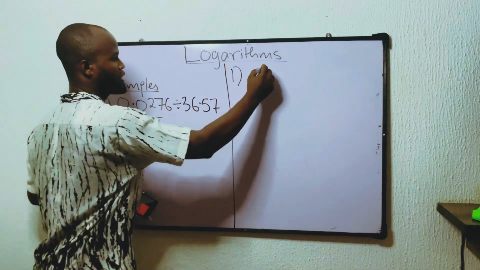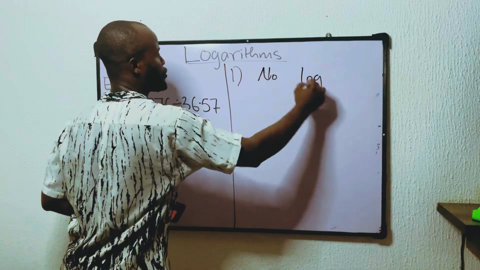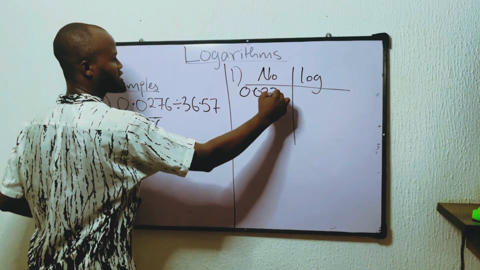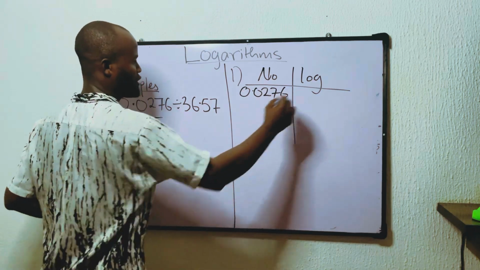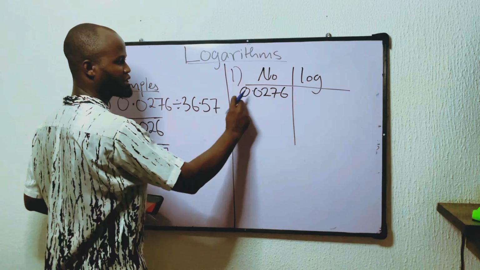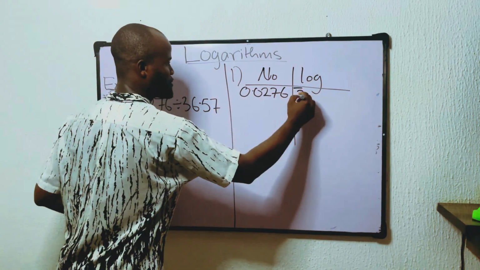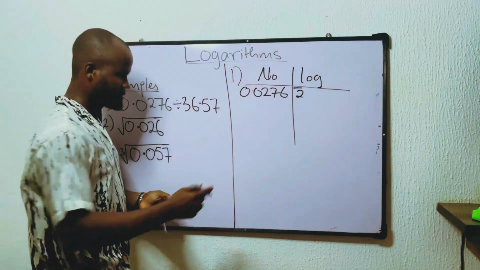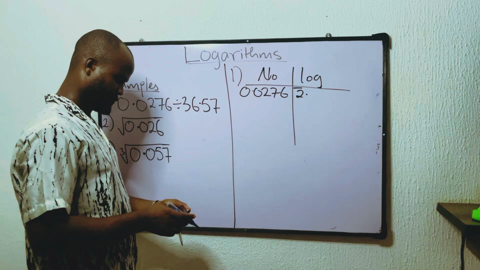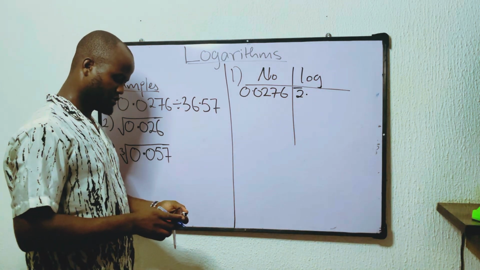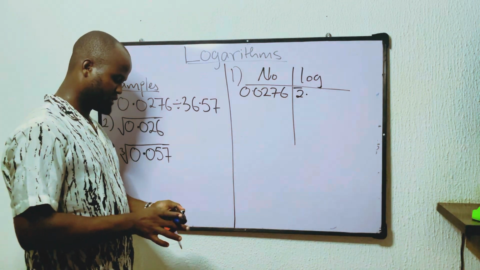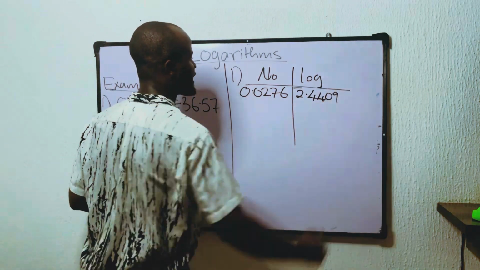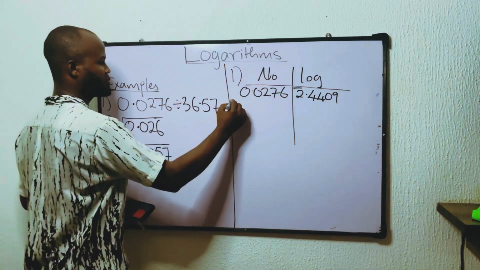So for the first one, we write our number and the log. So we have here 0.0276 and the logarithm of this. First of all, how many leading zeros are here? There are 2, so that means bar 2. And then we're looking for the logarithm of 2.76. So we look for the log of 2.76 and that gives us 0.4409.